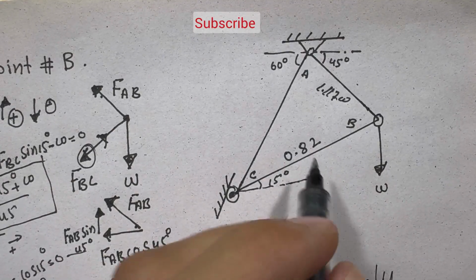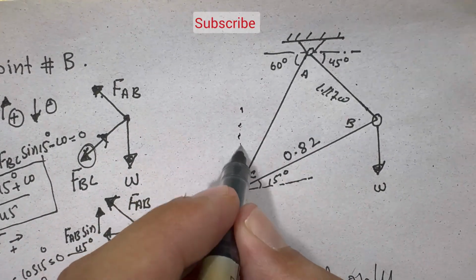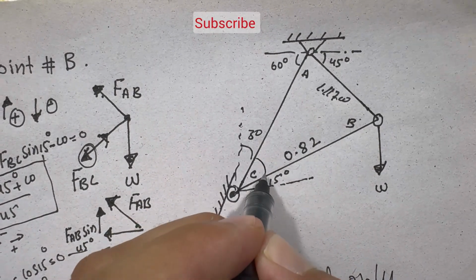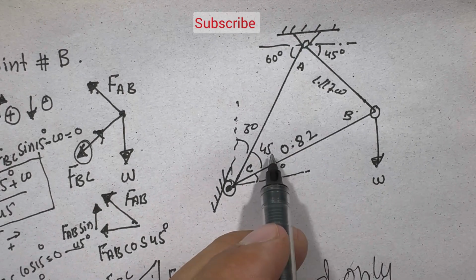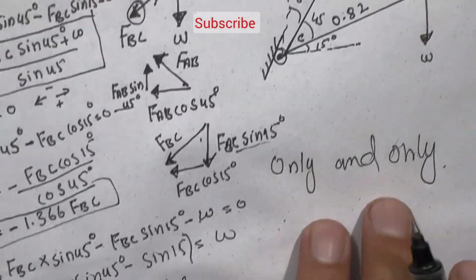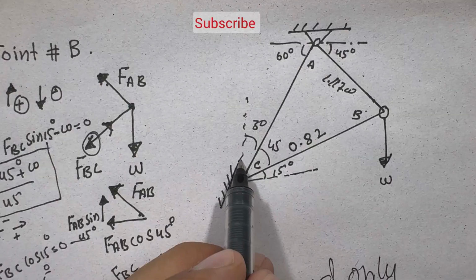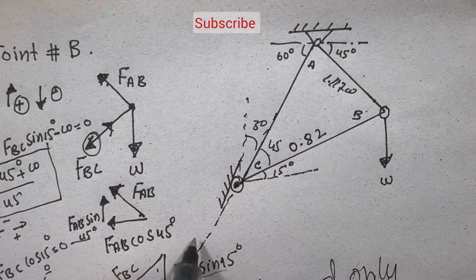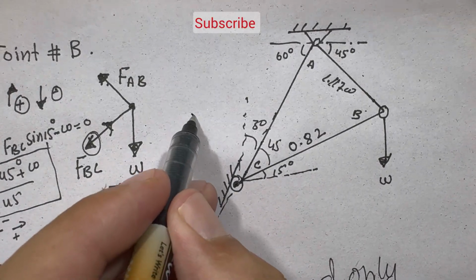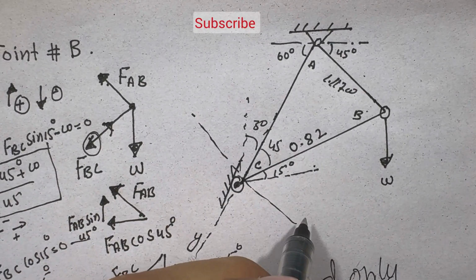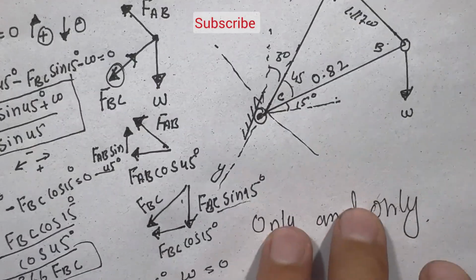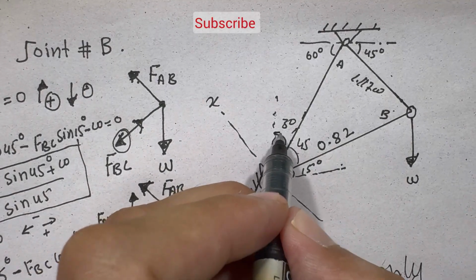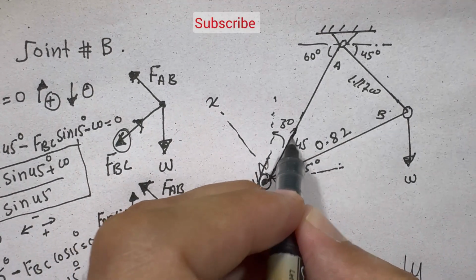For this member I only align the coordinates. This is at 30 degrees. If this is 15, this is 30, 45, it will become 45. So if I push this 30 degrees, I align its coordinates. This is the y coordinate and this is my x coordinate, not the other one. This will be simple for me.